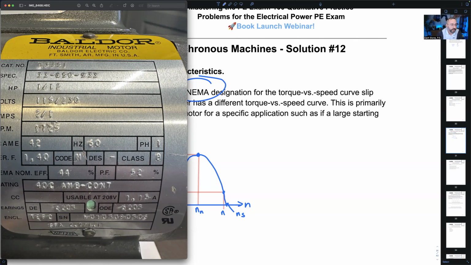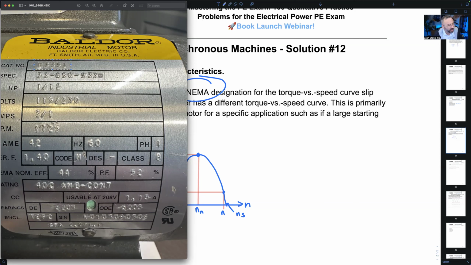Yeah, so let's check it out. Catalog number. This just lets us look up in the manufacturer's data the exact motor data, right? If I want to order this exact motor, that's the catalog number.